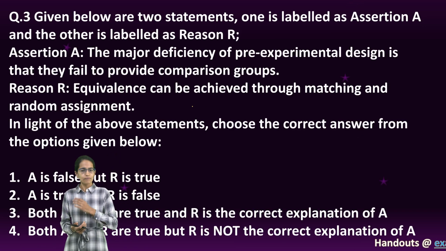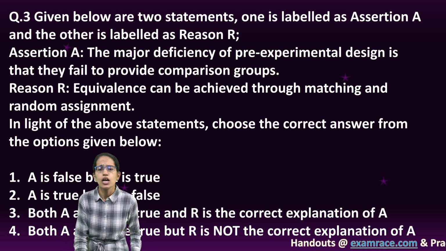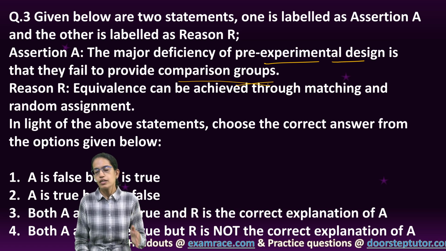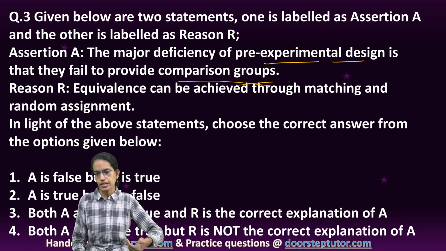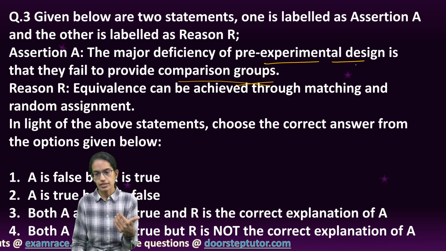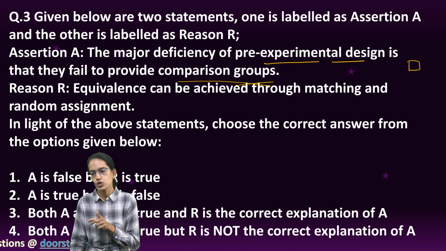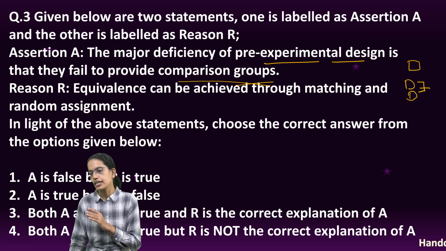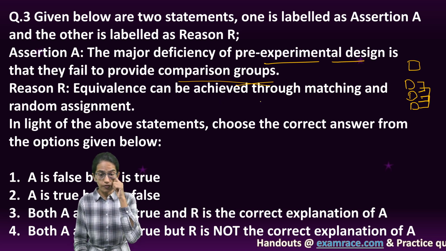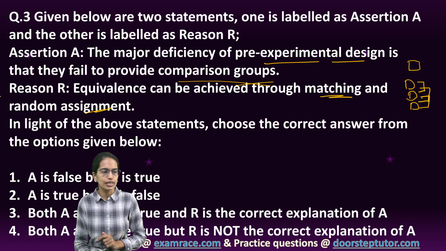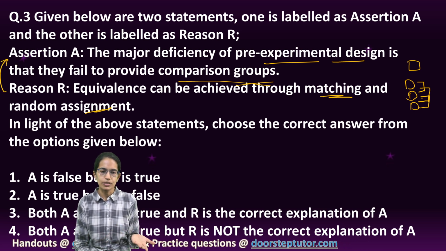The next is, the major deficiency of a pre-experimental design is they don't provide comparison, because this is before the experiment, right? Pre-experimental design is one of the simplest designs. It either has just one group or multiple groups which are checked against the treatment, right? And therefore, equivalence can be achieved through matching and random assignment. So both are correct, and the reason is the correct explanation for the same.